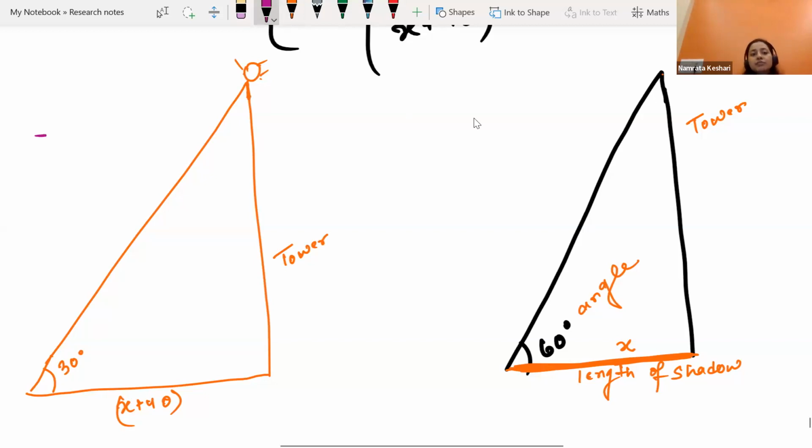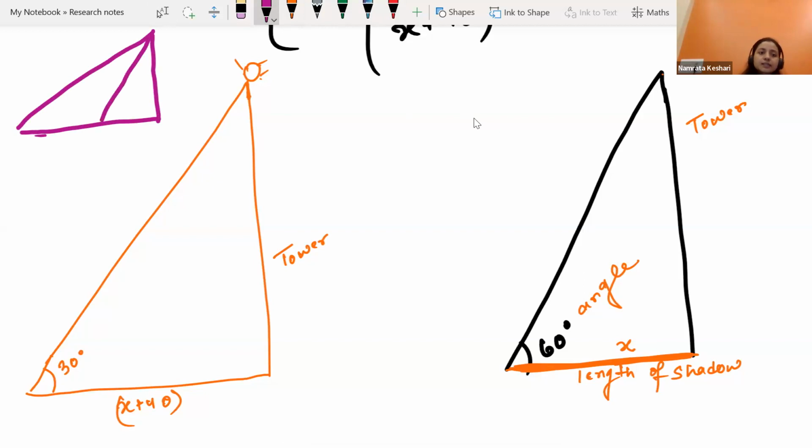We are talking about only one tower, so why will we be drawing it again and again? So we can take it like this. This is the bigger length, that is completely okay. When the angle here is 60 degree, it was just x and now it increased by 40 meter. So from here to here it's 40 meter and from here to here it's just x.